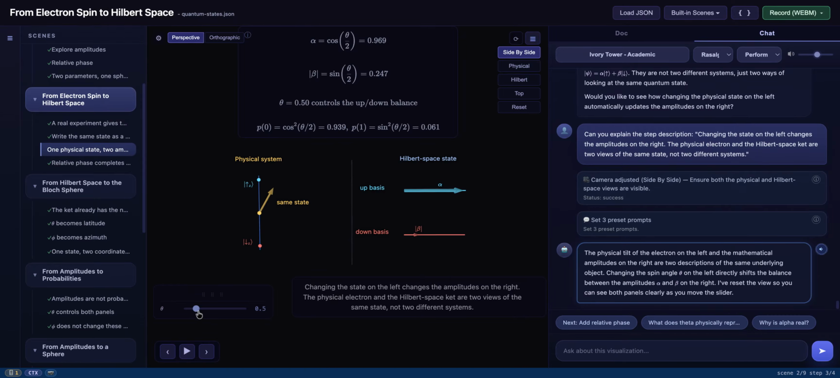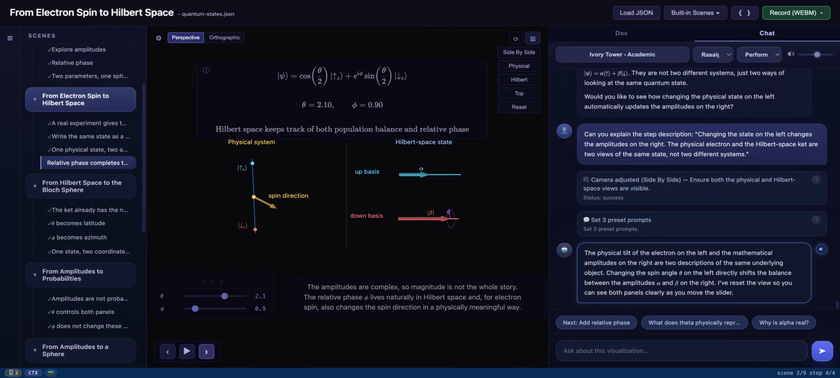I have taken the liberty of resetting the view, thereby ensuring that both panels are presented with optimal clarity as you manipulate the slider.